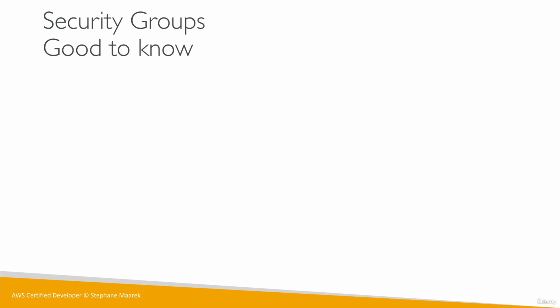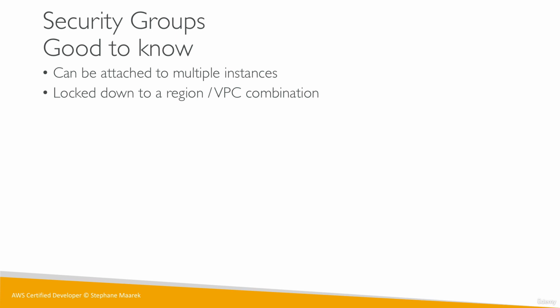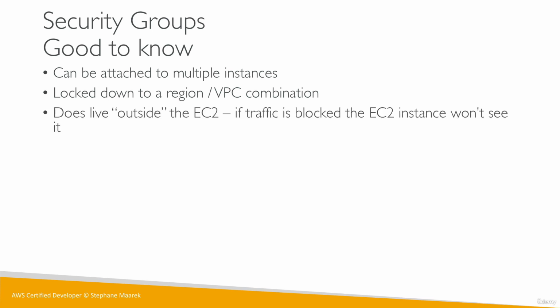Now, good to know. What do you need to know with security groups? Well, they can be attached to multiple instances, okay? There's not a one-to-one relationship between security group and instances, and actually an instance can have multiple security groups too. Security groups are locked down to your region/VPC combination, okay? So if you switch to another region, you have to create a new security group, or if you create another VPC, and we'll see what VPCs are in a later lecture, well, you have to recreate the security groups.